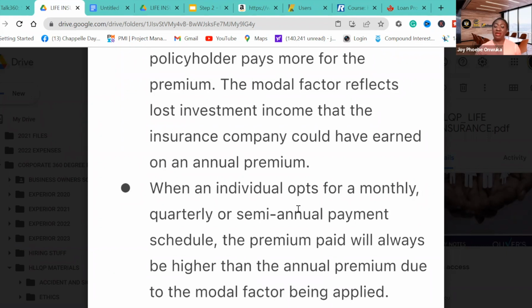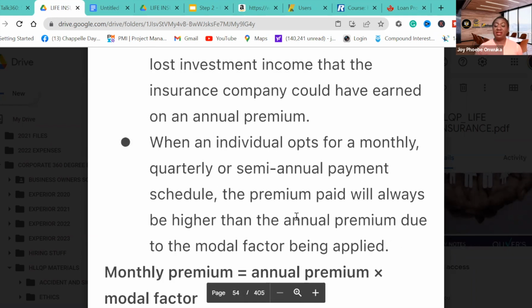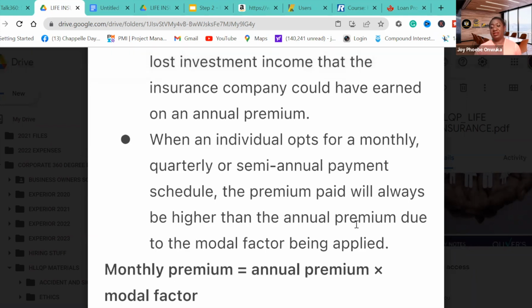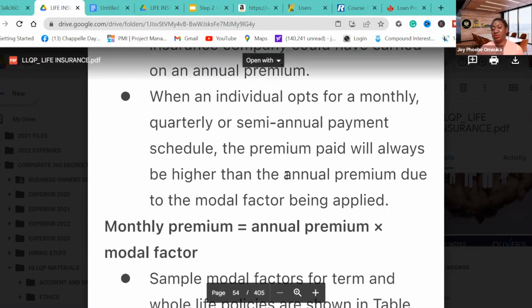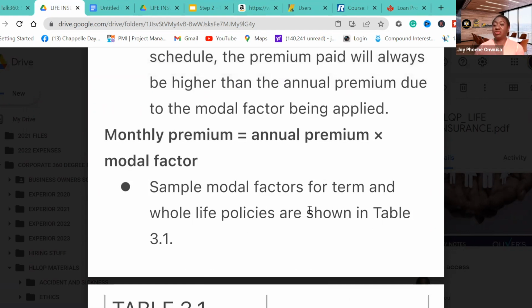When an individual opts for a monthly, quarterly, or semi-annual payment schedule, the premium paid will always be higher than the annual premium due to the modal factor being applied. So what this is telling us in essence is, when you're paying your premium annually, that is giving the insurance company money ahead of time, which will enable them to invest the money and get more returns, right? And that is why when people pay their premium annually, their premium is cheaper than those paying monthly. Those paying monthly premium are calculated as annual premium multiplied by modal factor. So that is how much more they will have to pay.